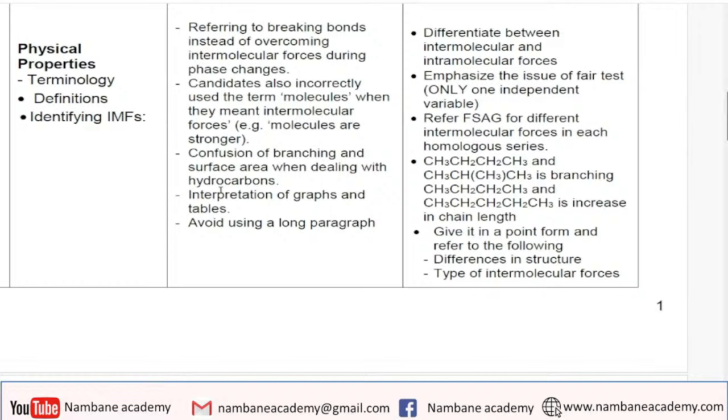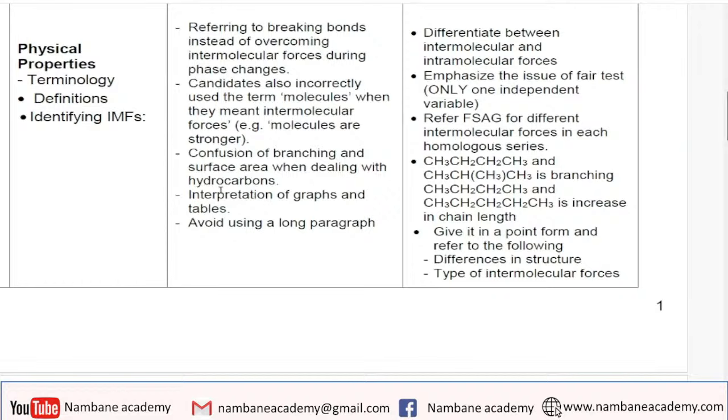So the type of functional group will then determine the type of intermolecular forces. What does that mean? It means that if you are going to compare the physical properties of molecules from the same homologous series, they will obviously have the same type of functional group and the same type of intermolecular forces. Then to compare their physical properties, you'll have to look at the differences in the structure. And how can the structure differ? The structure can differ in terms of the chain length or the degree of branching.